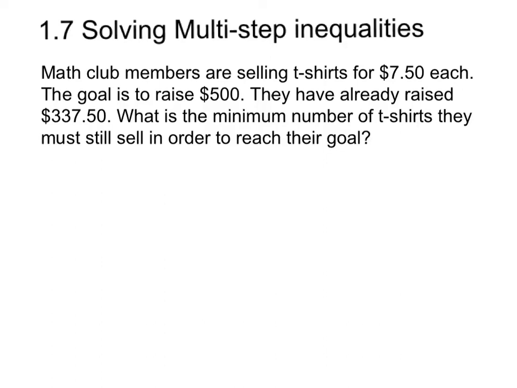We are going to write an inequality. Now, what do we know? We want to know how many t-shirts. So that means if the t-shirts cost $7.50 each, we would write $7.50 per t-shirt, so that'd be 7.5x. Now, they've already raised how much? They've already raised $337.50. Now, they have to raise what? They have to raise at least $500.